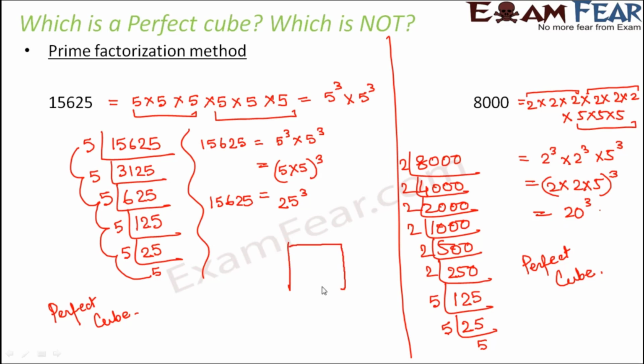For example, if this is your cube, where 8000 denotes the volume of the cube, such that the length of each side would be equal to 20 centimeters. So each side would measure 20 centimeters such that the volume would be 8000. That means if you have 8000 small cubes, they can form a bigger cube.